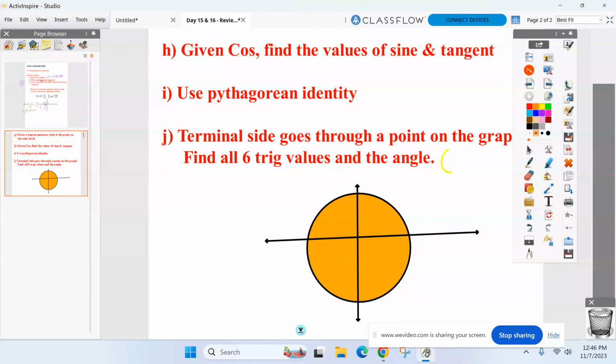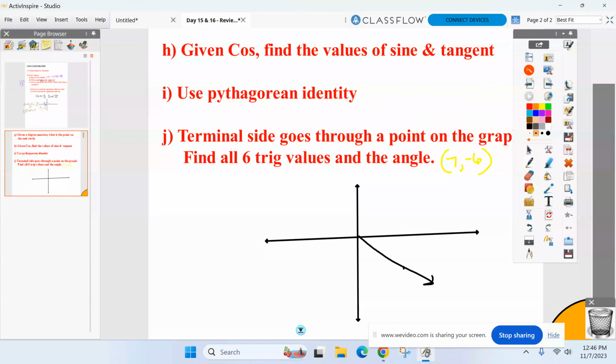And then the last thing here, this is pretty big. Let's say I'm at 7, -6. What quadrant am I in? 4? Yep. So this goes through 7, -6. Find all 6 trig values: sine, cosine, tangent, and the new 3 we did this unit. What are you doing from here? I want all 6 of them.